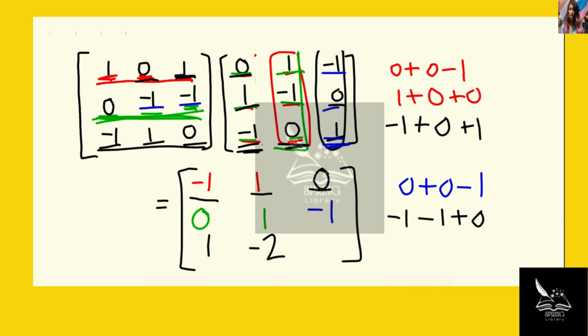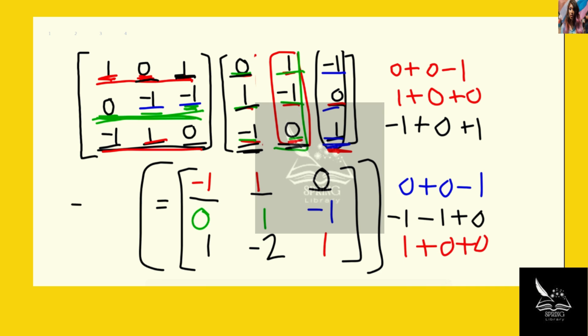And then the last item on the list here, same row of A, new column of B, we'll get negative 1 times negative 1 for a positive 1, 1 times 0 for 0, and 0 times 1 for 0. So that's going to give us a 1. And then this gives us our solution here.